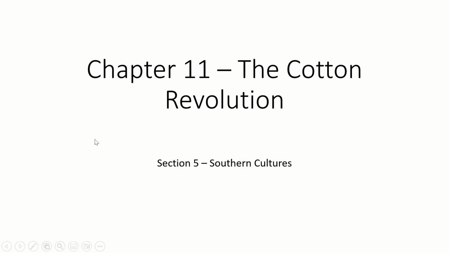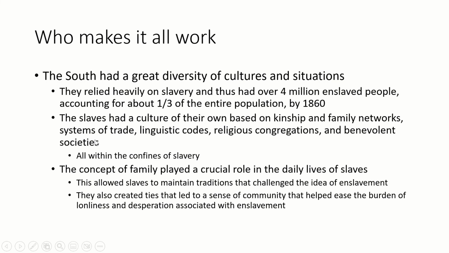Here in Section 5, we're going to talk about Southern cultures. Now, to understand the global and economic functions of the South, we need to understand the people who made the whole thing work. The South, perhaps more than any other region in the United States, had a great diversity of cultures and situations. The South still relied on the existence of slavery, and as a result, it was home to nearly 4 million enslaved people by 1860, amounting to nearly one-third of the entire Southern population.